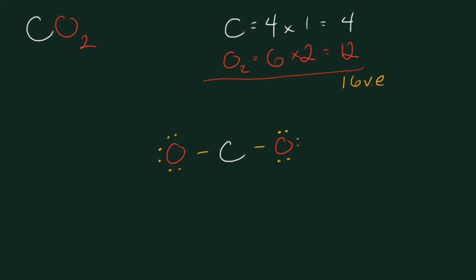Let's try to count to see if we have our octets. This oxygen, we have 2, 4, 6, 8. That's good. This oxygen's also good, 2, 4, 6, 8. What about this carbon? We only have 2, 4. So this carbon is missing an octet. So let's go to our next step.